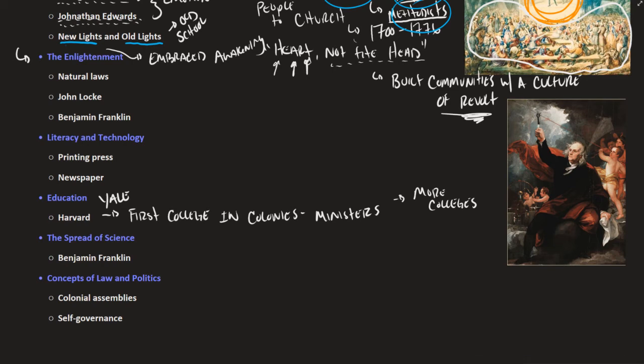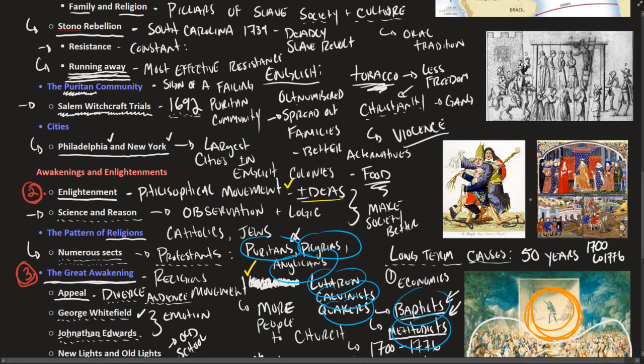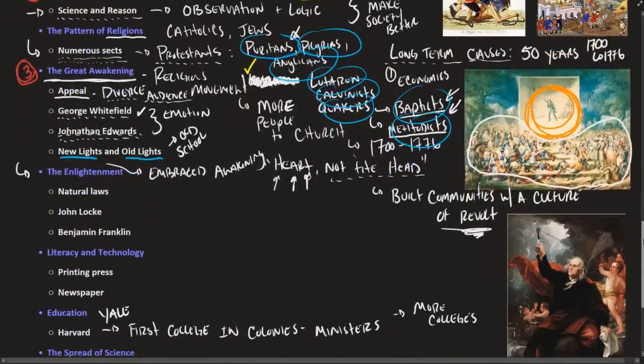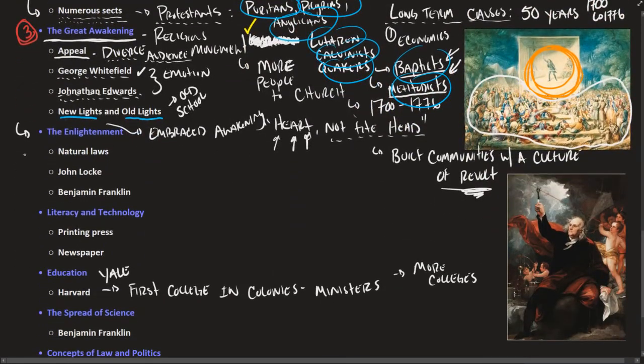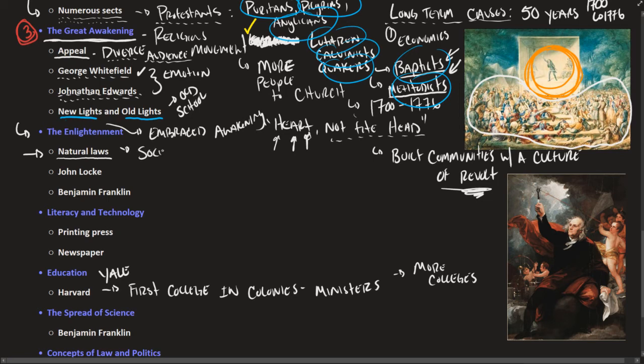Okay, let's get to the Enlightenment here, which is the last of our long-term causes. Like I mentioned before, the Enlightenment is a philosophical movement. It gets a lot of its basis off of the scientific revolution. Recall that Isaac Newton developed essentially the laws of physics. These were universal or natural laws that never changed. Enlightenment thinkers pretty much took some of the ideas from the scientific revolution and applied them to society. So the Enlightenment is much more concerned with society and politics.